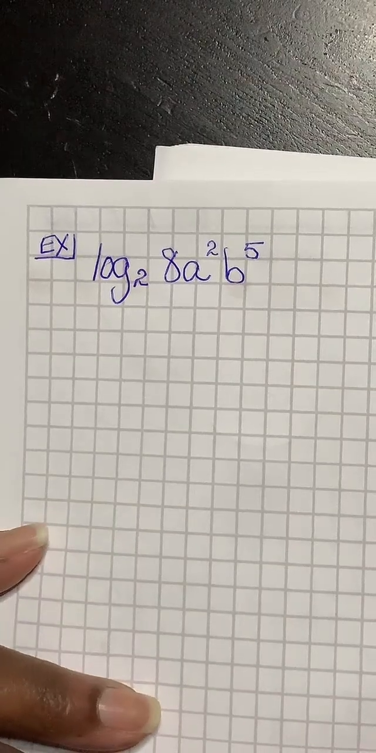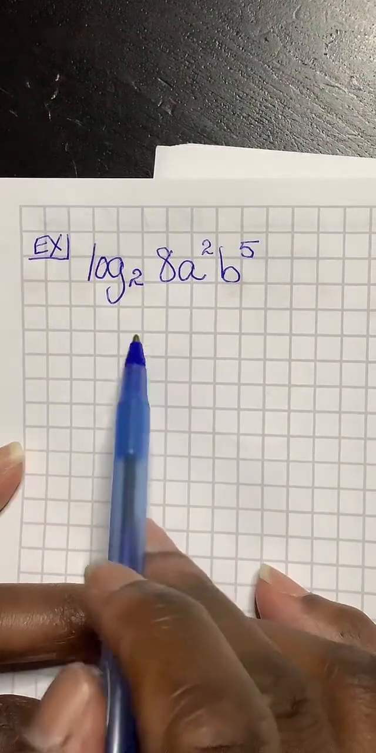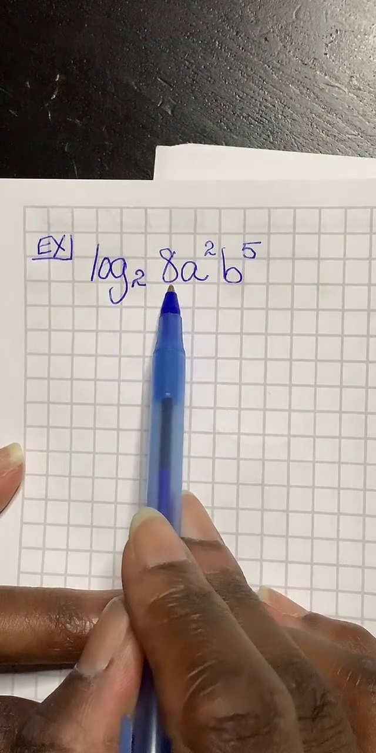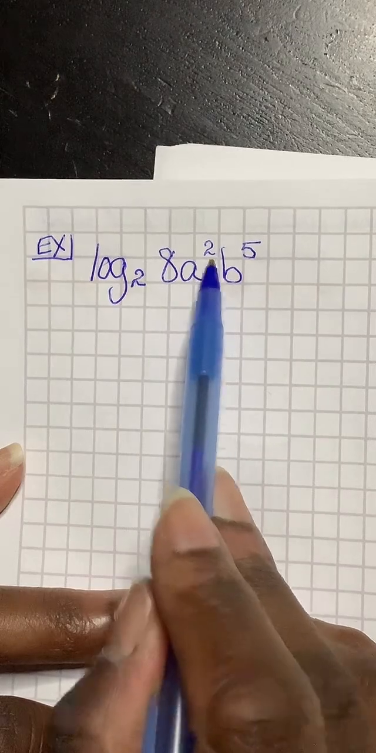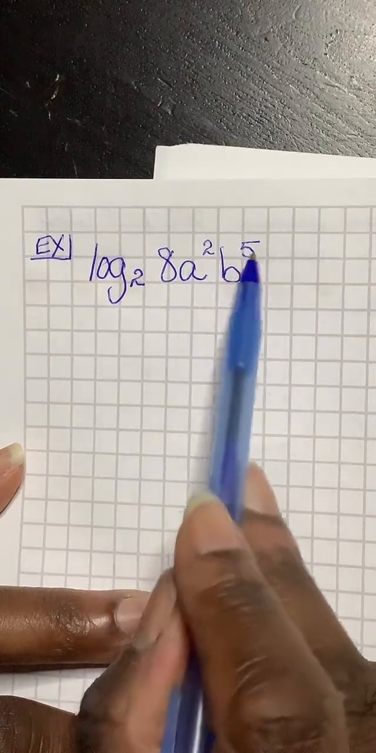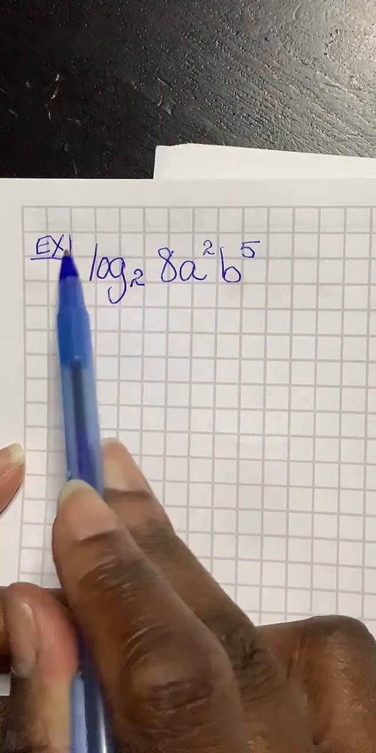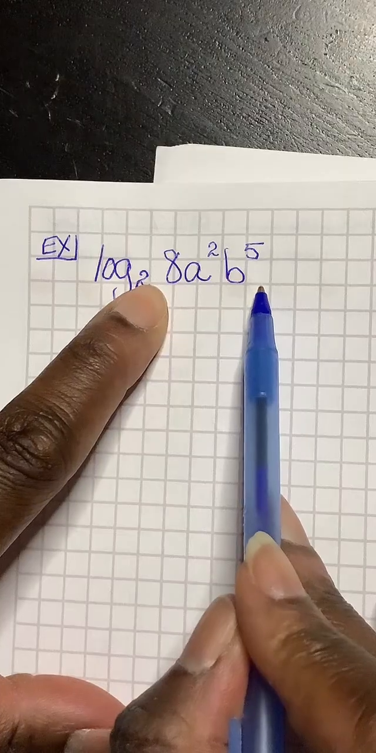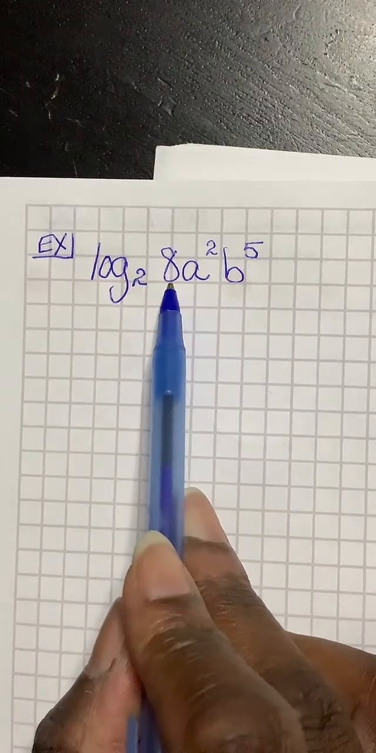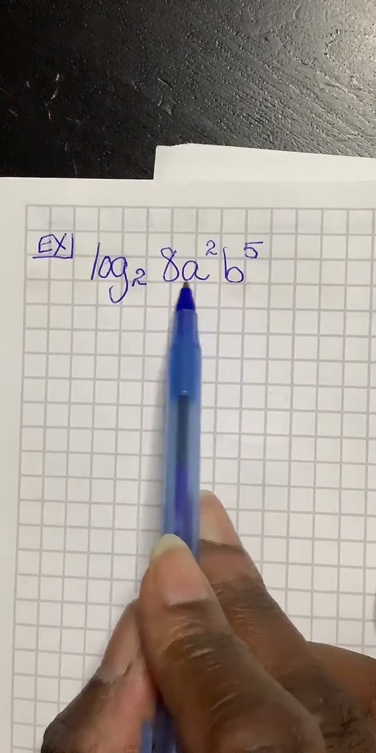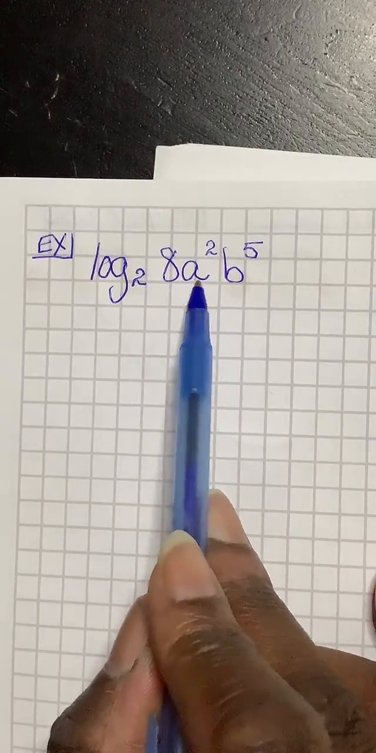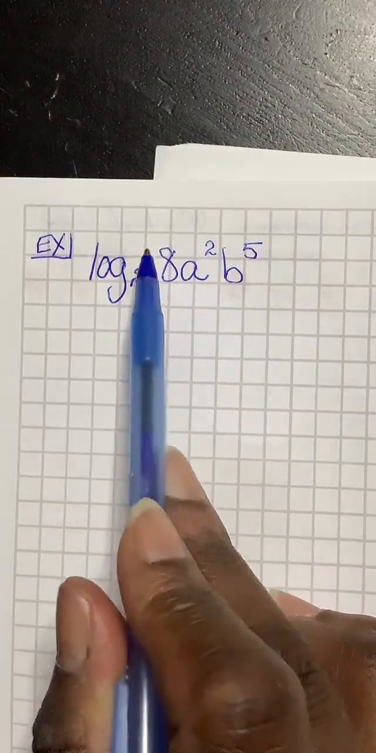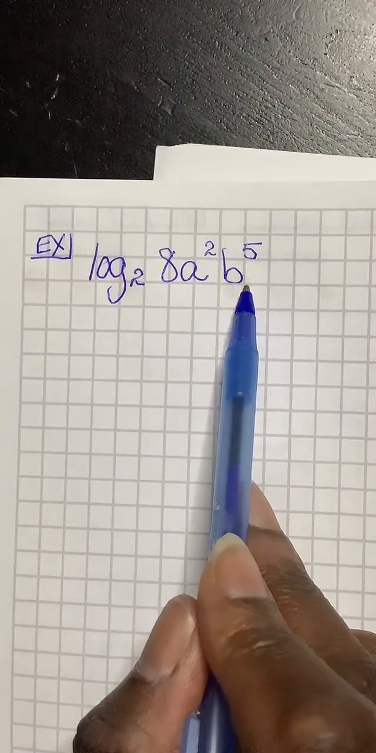All right. So, taking a look, we have a log base 2 of 8a squared b to the fifth. So we got a whole lot of stuff going on here, okay? But let's take it one step at a time. So looking in between the 8, the a, and the b's, I don't see any plus or minus signs. So that means I'm doing multiplication here. So if I'm multiplying, what am I going to do with the logs?